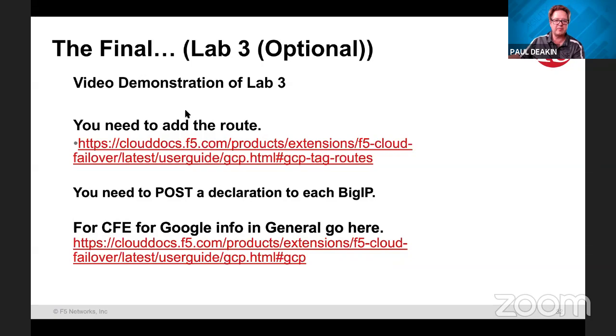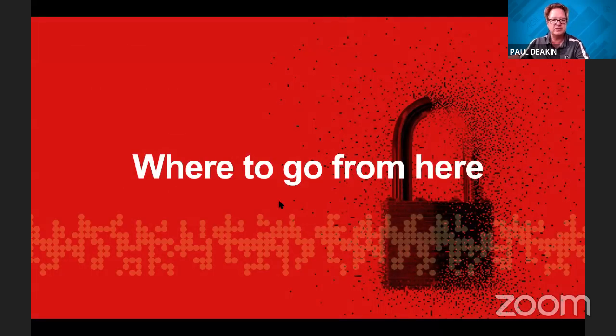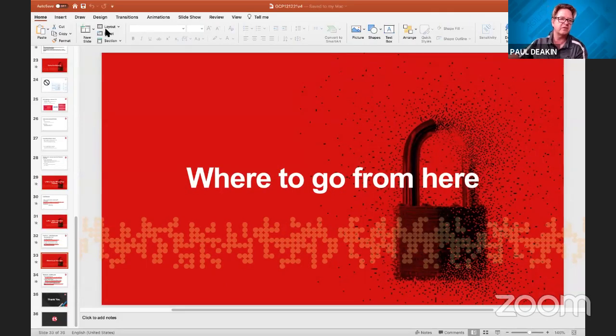So the step-by-step guide is you need to do two things in order to accomplish this. You need to add a route inside of Google, and then you need to post a declaration to each BIG-IP to tell that route to move from one BIG-IP to the other. And I've got 3 videos that will show you the lab. So let me just quickly show those videos.